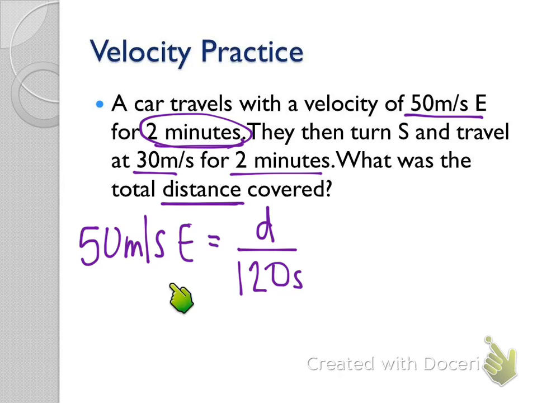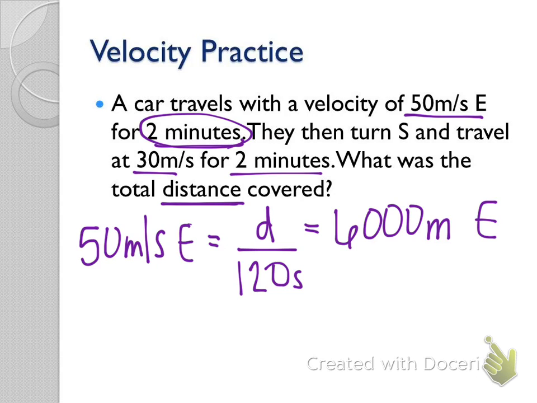And how do we go about solving for this variable d? Yep, we multiply these two numbers. So if I'm traveling 50 meters per second for 120 seconds, that means I should be traveling a total distance of 6,000 meters, and I went east. I went 6,000 meters east during that particular portion of my trip. Are we on the same page so far?